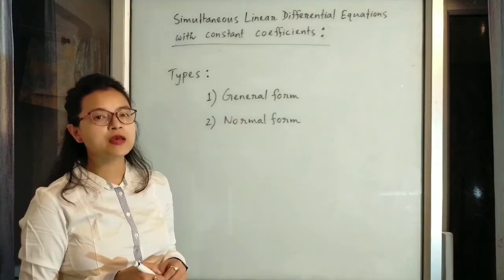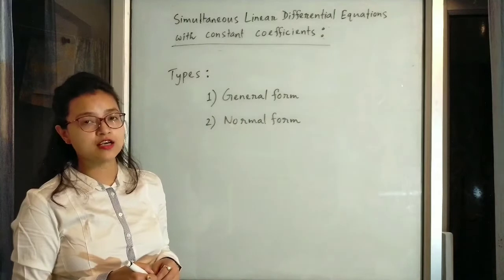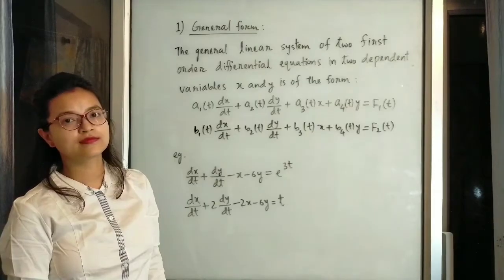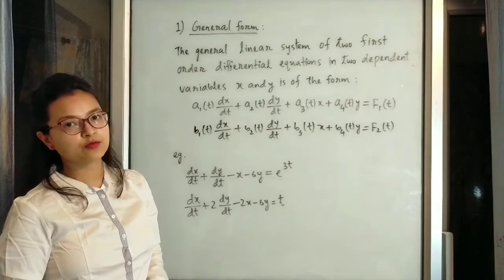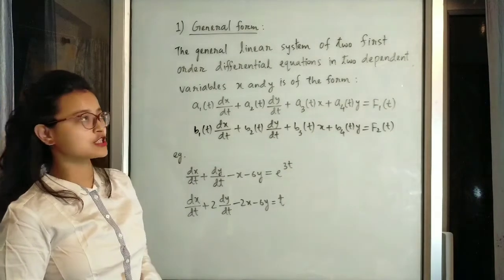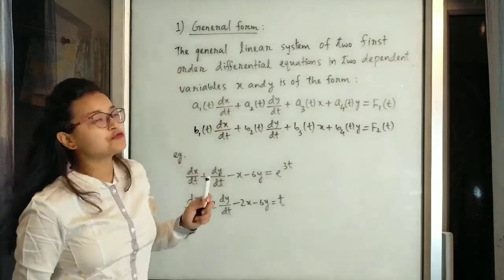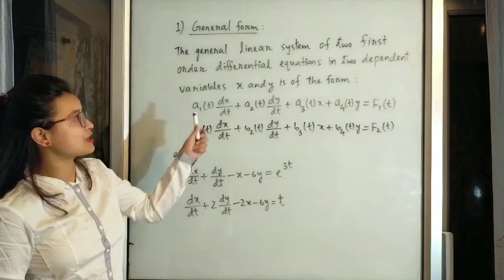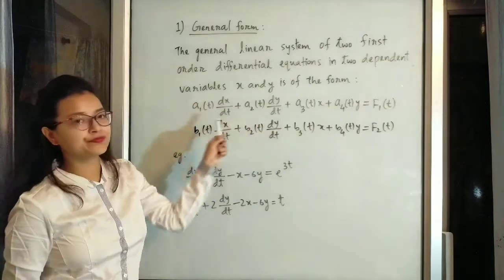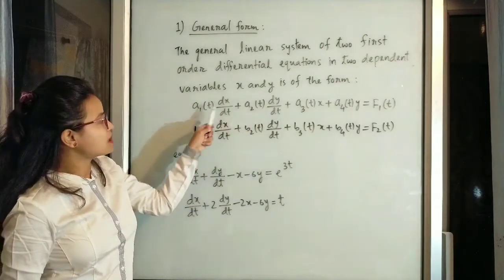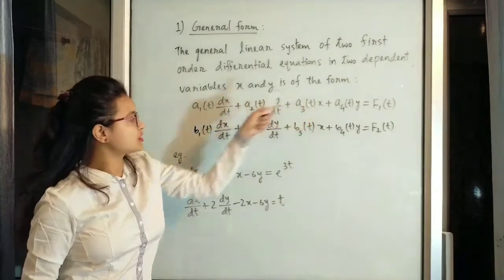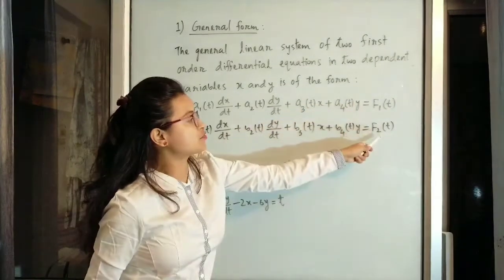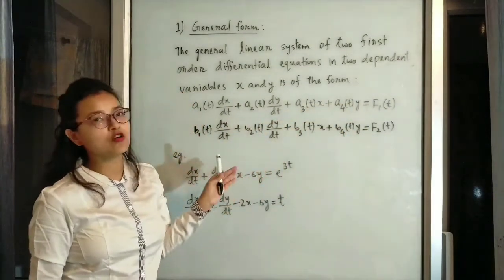The types of simultaneous linear differential equations are general form and normal form. The general form: the general linear system of two first order differential equations in two dependent variables x and y is of this form. Here a1(t), a2(t), a3(t), a4(t), b1(t), b2(t), b3(t), b4(t), f1(t), f2(t) are all functions of t or constants.